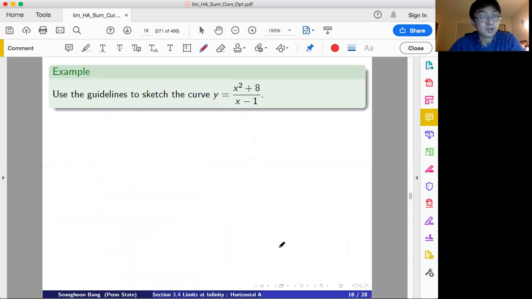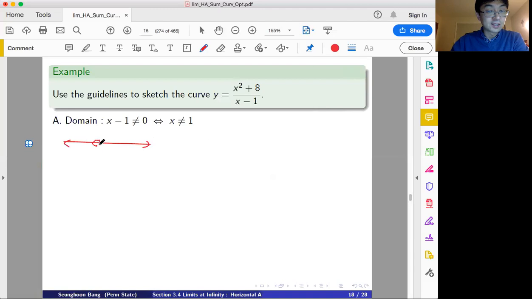The next example, use the guideline to sketch the curve y equals (x squared plus 8) over (x minus 1). What's the domain? So what do you think? The same thing: denominator is not equal to 0. You can add 1 to both sides, x is not equal to 1. So what does it mean? This is all real numbers except 1.